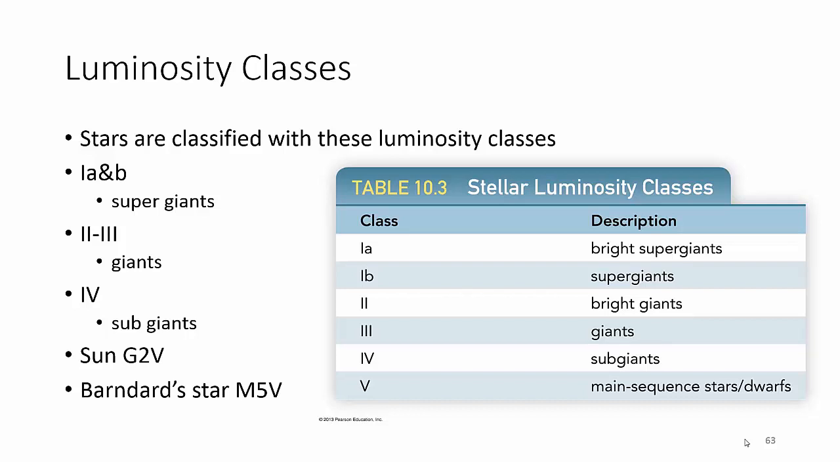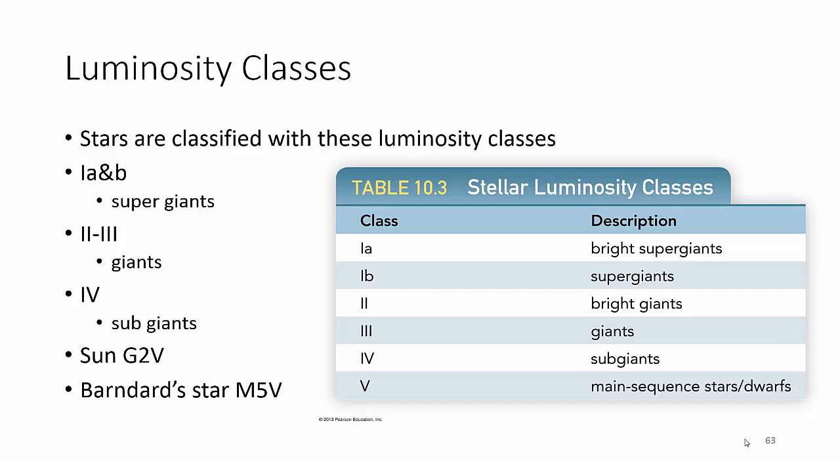Okay, so 1A and 1B are supergiants, 2 and 3 are giants, 4 is a subgiant, 5 is a main sequence star or a dwarf star. Kind of doesn't seem fair to me because 90% of the stars are going to be 5s, main sequence dwarfs. Well, okay, I guess it's just the way the pressure and gas divvy up. So, alright, our sun is a G2V.